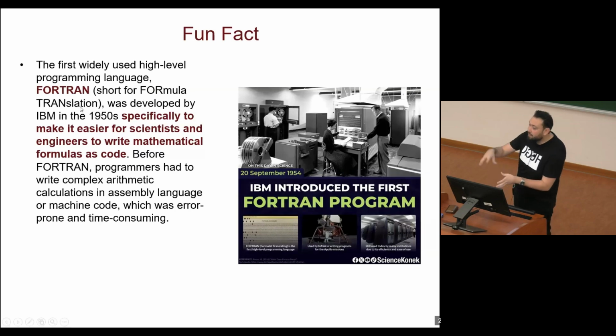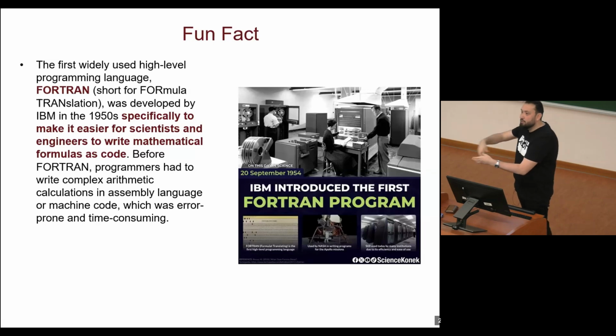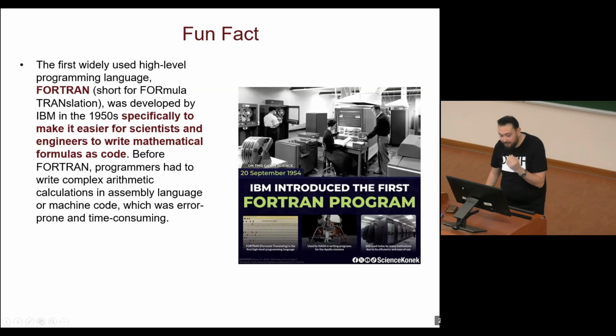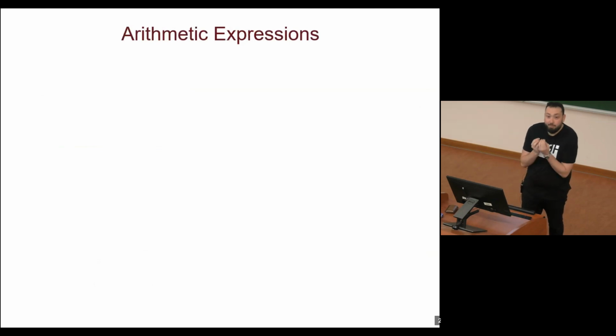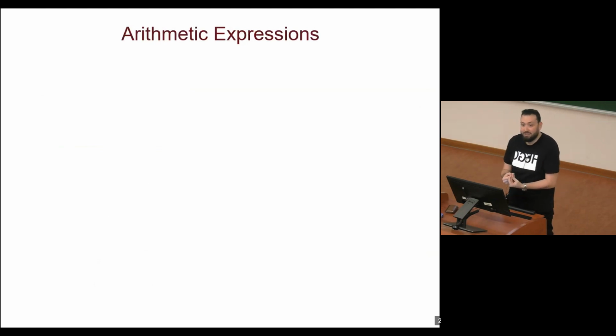And from Fortran, we got all of the newer programming languages until we arrived here. But that was the main idea. Another fun fact is that in the beginning, it only supported numbers; it didn't even support text back then, okay? So we know that the main goal of a high-level programming language was to solve arithmetic expressions.